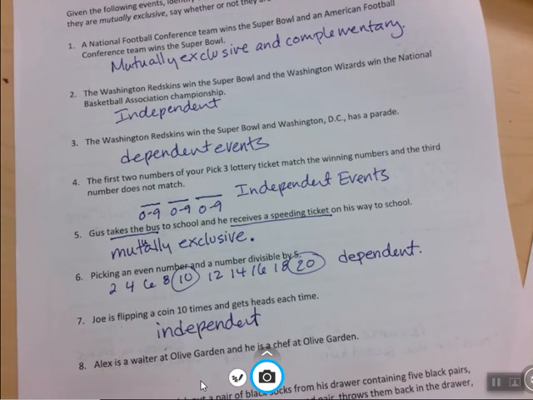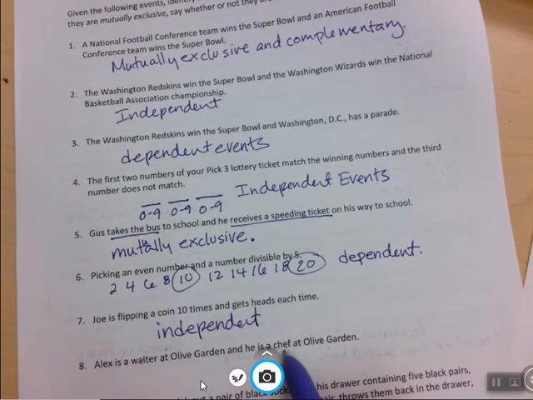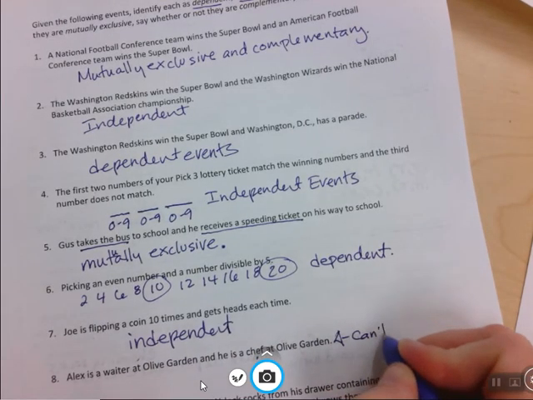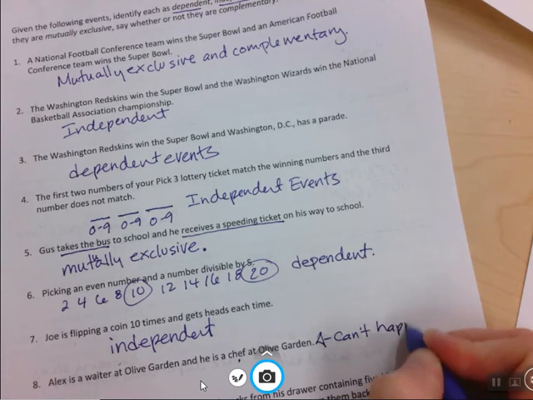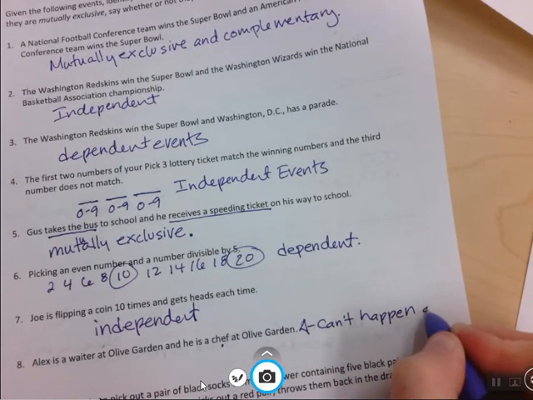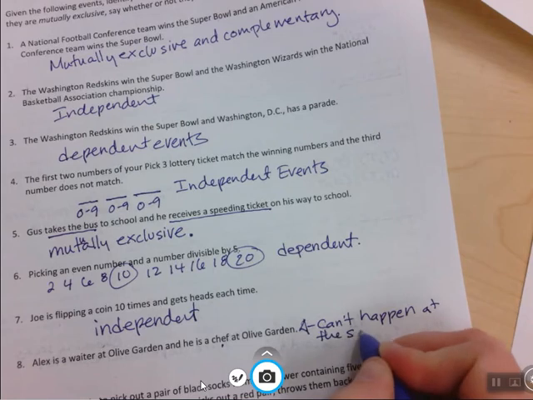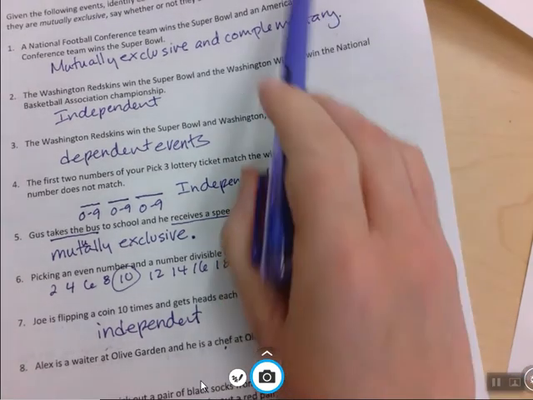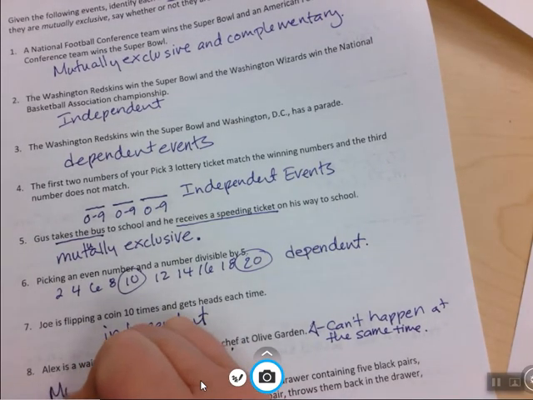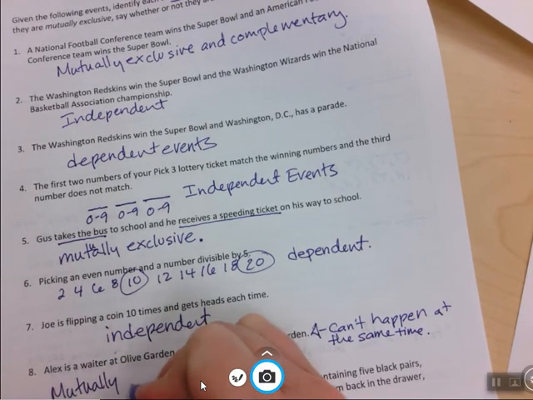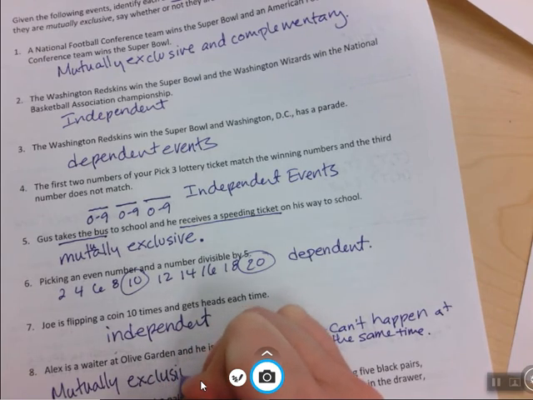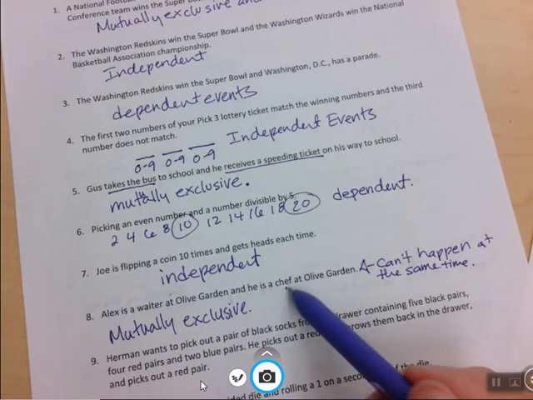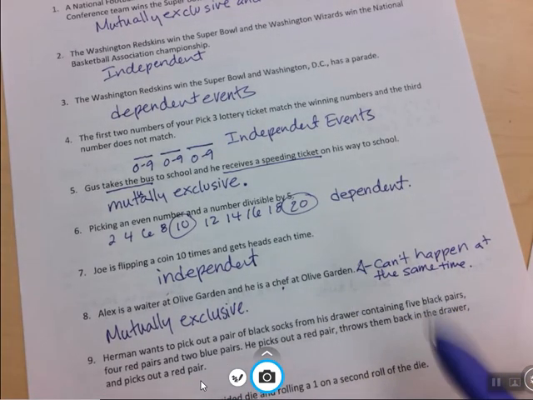Okay. Alex is a waiter at Olive Garden and he is a chef at Olive Garden. So those two things can't happen at the same time. He could have both of those jobs, but just not at the same minute. So we would say that they're mutually exclusive. But they're not complementary because there are other jobs he could have there too. He could be a dishwasher, for example.